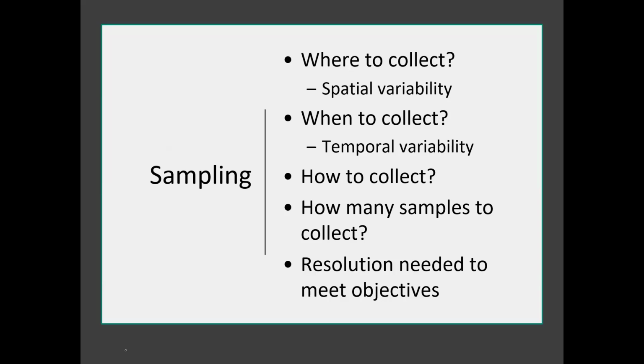It's about when to collect. We're going to see temporal variability. We need to think about how to collect. So how are we going out and collecting these air samples? Or how are we going out and collecting these water samples? How many samples do we need to collect? And all that is really dependent on what your objectives are. So that's why the first thing we need to do is think about the objective of our study.